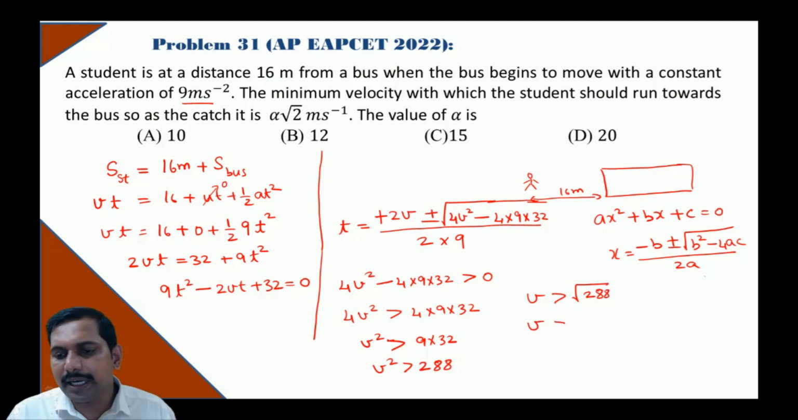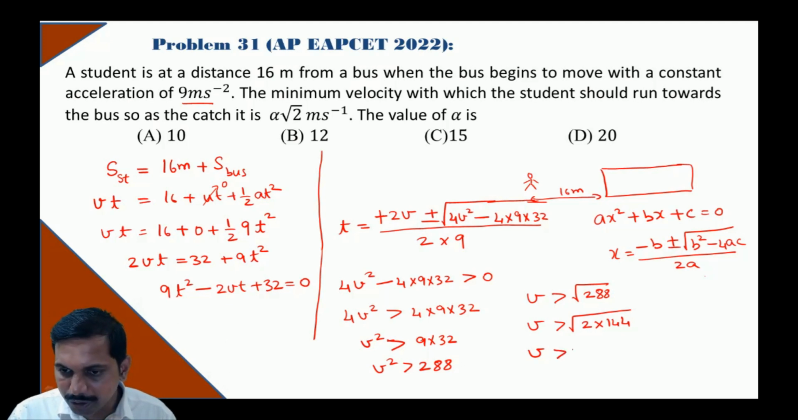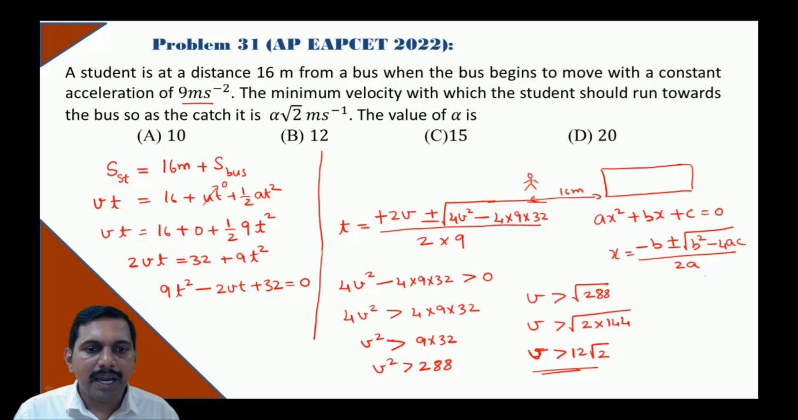Now 288 can be written as 2 into 144, and the root of 144 is actually 12. So it should be 12, and root 2 remains root 2. So the value of velocity would be 12 into root 2, and here it is alpha into root 2. So the minimum velocity with which the student should run towards the bus so as to catch it is 12 root 2, and the answer for this is B, which is 12.